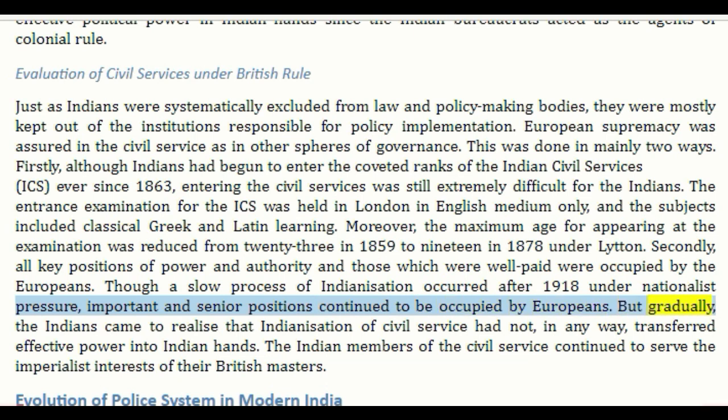But gradually, the Indians came to realize that Indianization of civil service had not, in any way, transferred effective power into Indian hands. The Indian members of the civil service continued to serve the imperialist interests of their British masters.